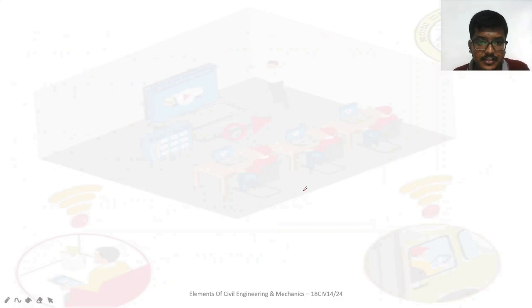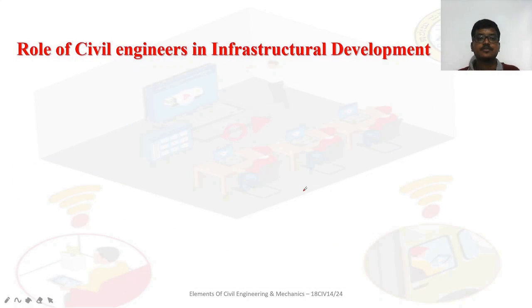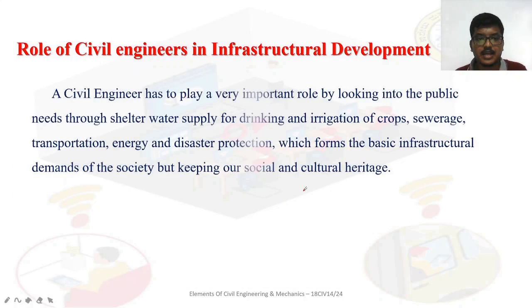So, what is the role of civil engineering now? The role of civil engineers in the infrastructural development. A civil engineer has to play a very important role by looking into public needs, through shelter, water supply for drinking, irrigation of crops, sewerage, transportation, energy, and disaster protection, which form the basic infrastructural demands of the society, but keeping our social and cultural heritage. So whatever we discussed till now, a civil engineer has to play a very important key role.